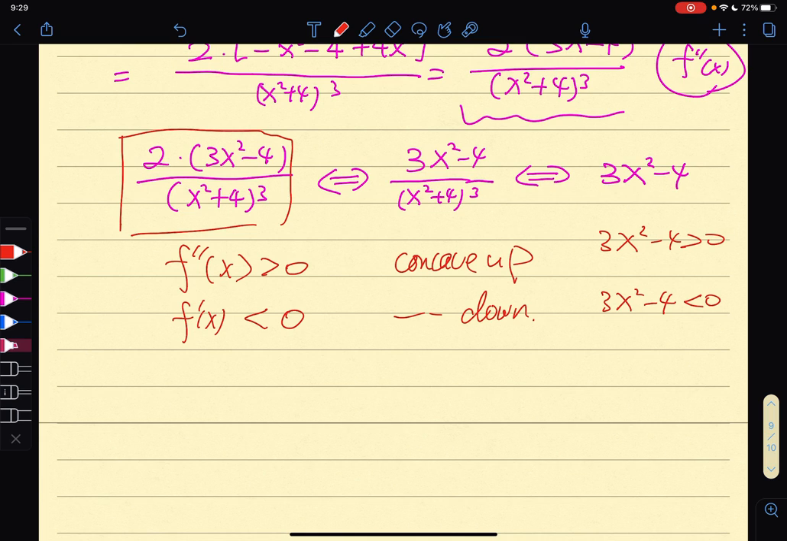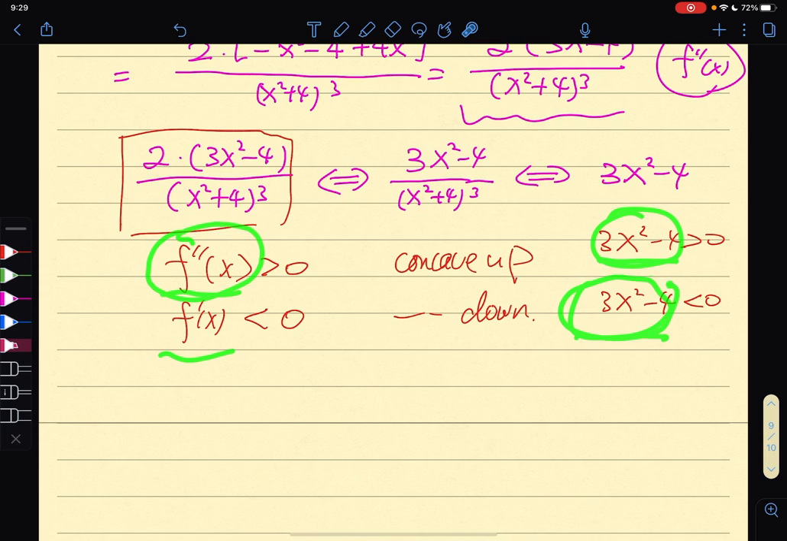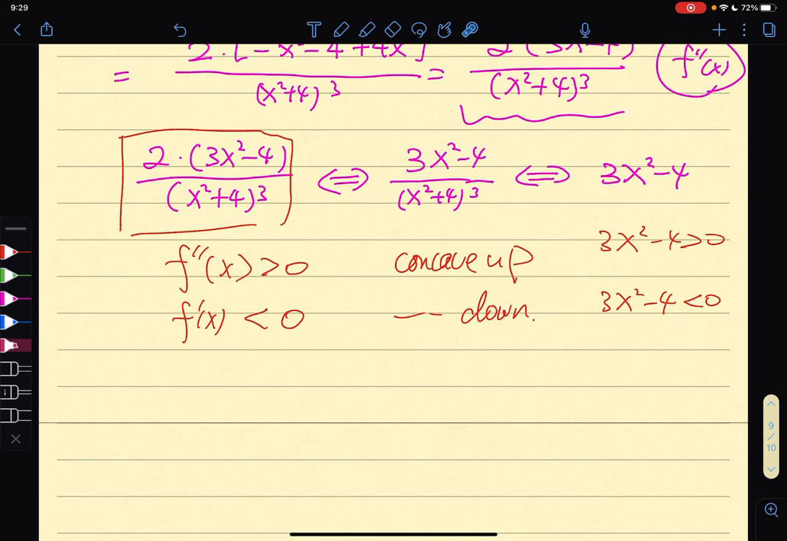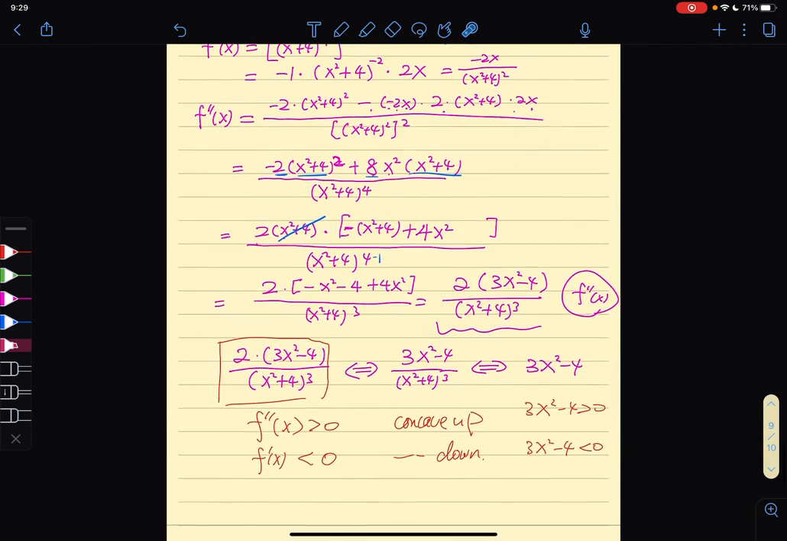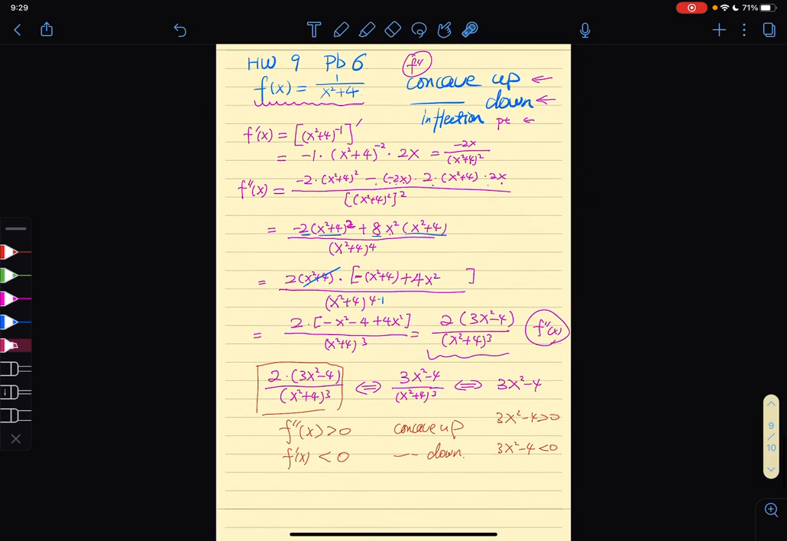Inflection points are where your second derivative changes its sign from positive to negative. And as you can tell, the sign is the same as the sign of 3x squared minus 4 and f double prime. So it's just a matter of discussing the sign change of 3x squared minus 4. Okay, so hopefully this helps you to answer the question properly.